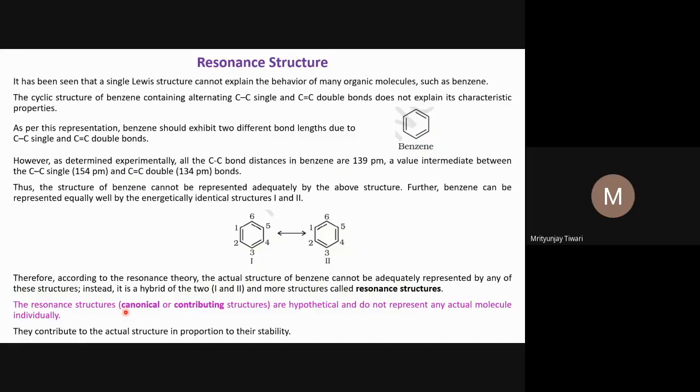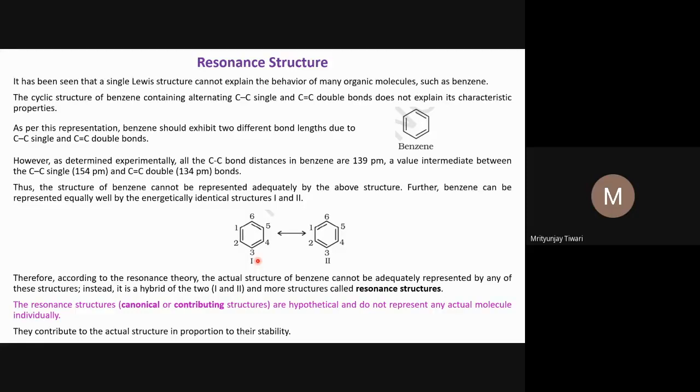So the resonance structures are also called canonical structures, or contributing structures, or resonating structures. Remember this term, and also the contributing structures. They are all hypothetical structures. These structures are not the real structure of benzene, as I said. They do not represent any actual molecule individually. So individually, neither this nor this one represents the actual benzene molecule. In reality, the actual benzene molecule is a hybrid of all the possible structures of benzene.